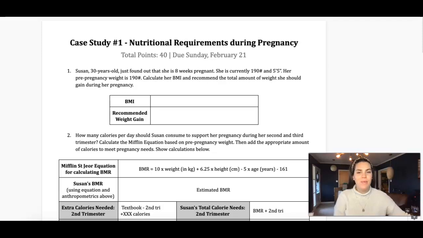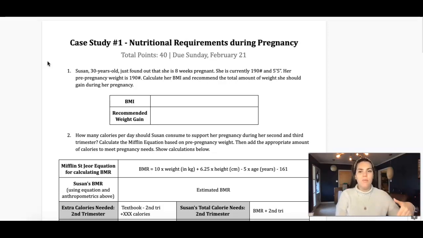Hey everyone, I wanted to take a couple of minutes just to go over the directions for the first case study once again. This is due on Sunday, but we haven't had class due to Mardi Gras break, so I wanted to just make a recap so that we're all on the same page. So in this case study, you'll be applying a lot of the information and skills that we learned in the first few chapters of the textbook.